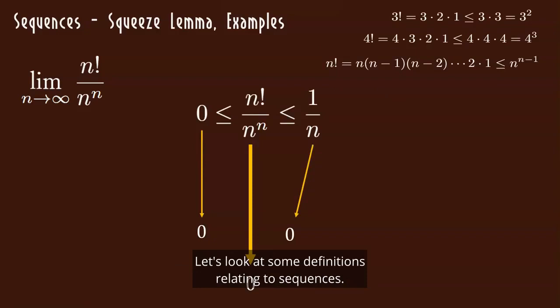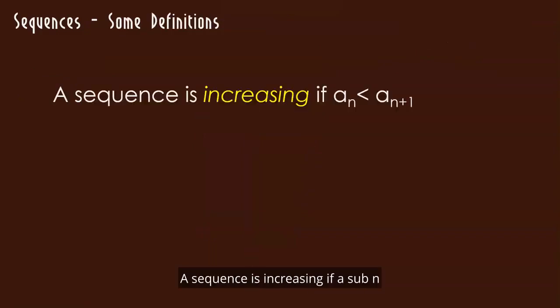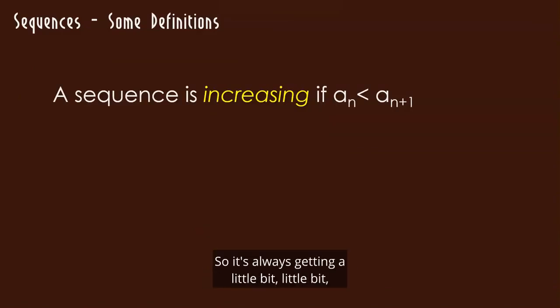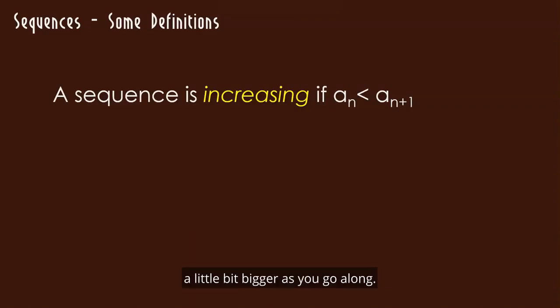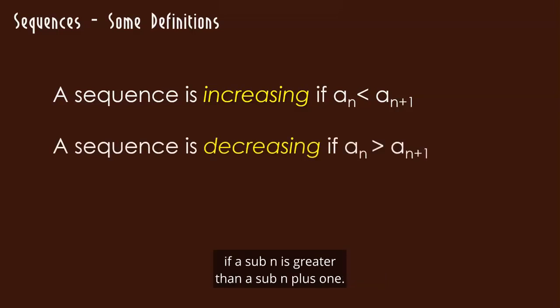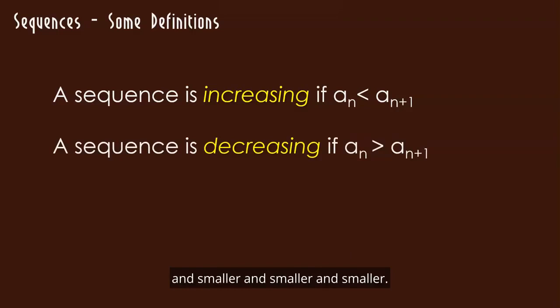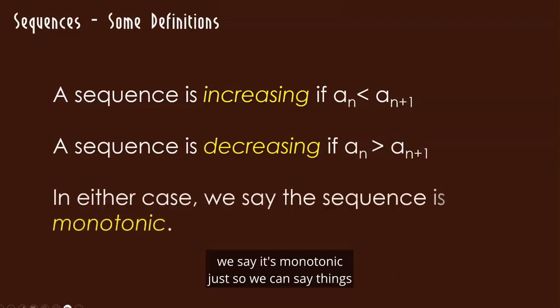Let's look at some definitions relating to sequences. A sequence is increasing if a sub n is less than a sub n plus 1. Not less than or equal to, must be strictly less than. So it's always getting a little bit bigger as you go along. Similarly, a sequence is decreasing if a sub n is greater than a sub n plus 1, so it keeps getting smaller and smaller. If it's increasing or decreasing, we say it's monotonic, just so we can say things that are true for both of them, because saying increasing or decreasing is a pain when you can just say monotonic.